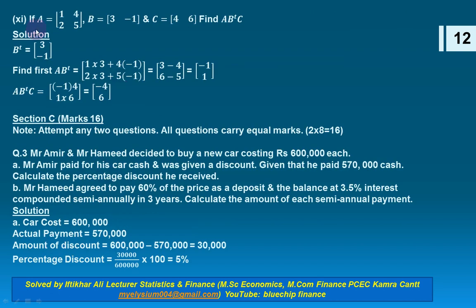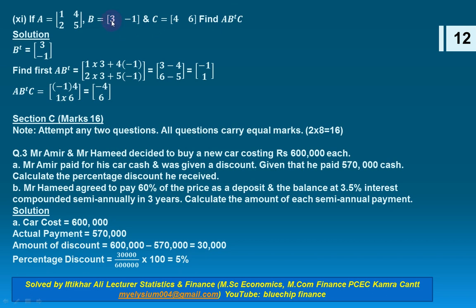Question number 11 is that if A matrix is [1, 4; 2, 5], B is [3, -1], and C is [4; 6], find A B transpose C. It means A multiplied by B transpose multiplied by C. So first of all, we take the transpose of B, and the way to take the transpose is simply to change the order of the matrix.